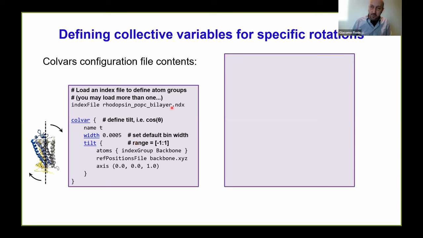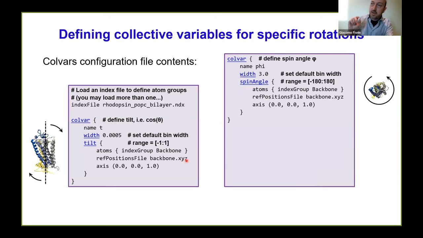We select the index group that is taken from the file. We provide reference coordinates for, in this case, the backbone atoms, backbone particles, because this is a coarse-grained simulation. And these are taken from the initial structure that we seed the entire run from. This defines completely how to compute the tilt collective variable. And it's very similar to how we define the spin angle collective variable, which is this one here, except we have a different keyword for the function and different ranges of values of resolution.